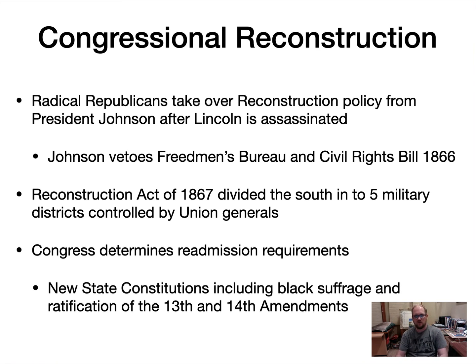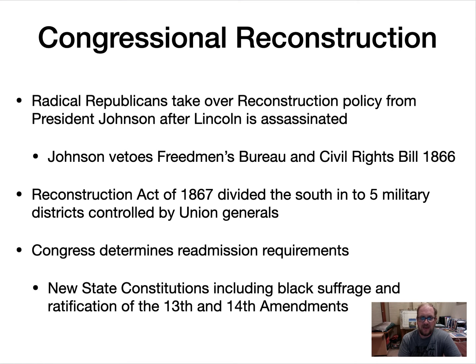Johnson will veto the Freedmen's Bureau and the Civil Rights Bill, and really he'll use the veto more times than any president before him, even Jackson. And so Congress is going to have to override his vetoes in many, many cases. Again, he's going to be a very unliked president with Congress.